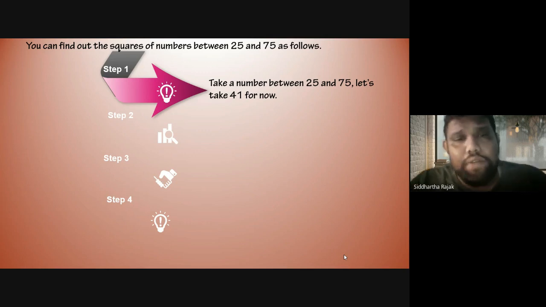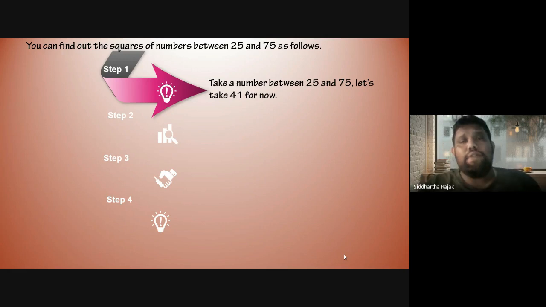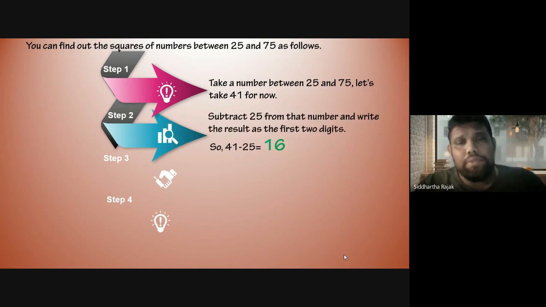So let's go to the first step. I choose a number, let's say 41 for now. The first step is choosing the number of which we have to find the square. Step two is subtracting 25 from that number. My number was 41. I subtract 25 from the number, and I get the result 16, which is coded in green. I think you can see it on your screens as well. So first of all, you need to subtract 25 from the number you are trying to find the square of. So it's 41 minus 25, which is 16.